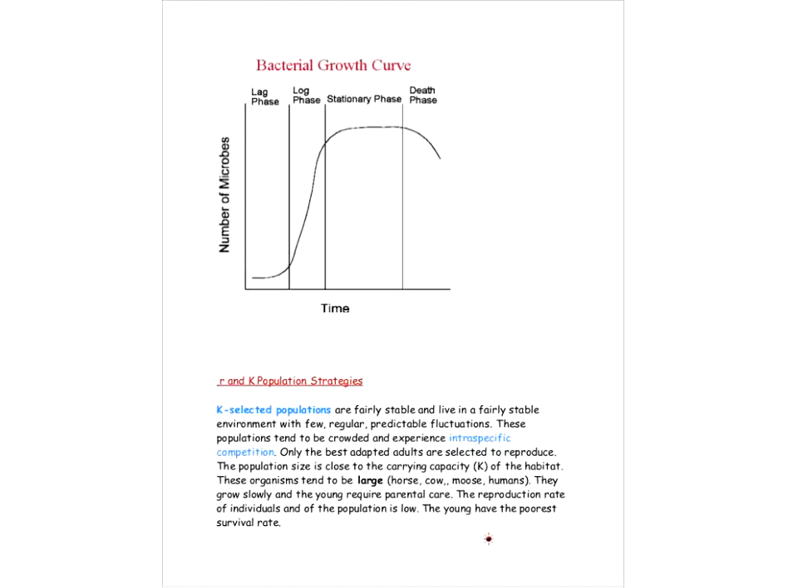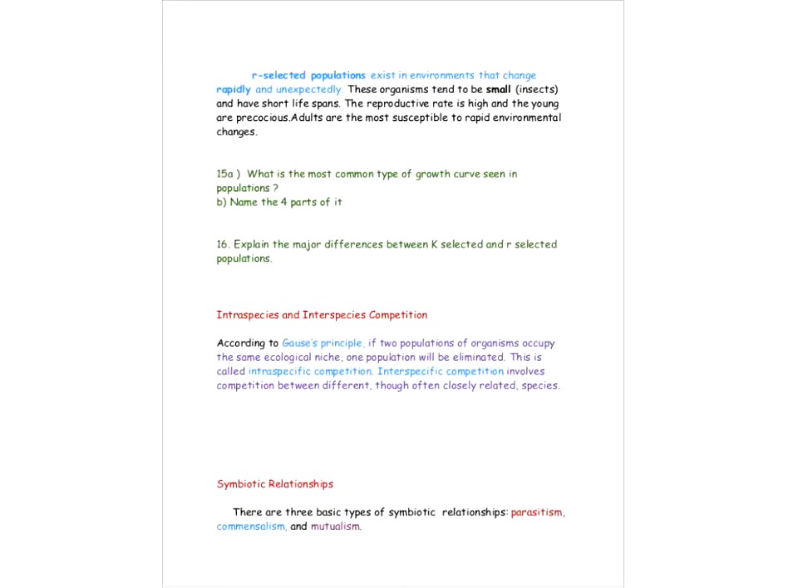Okay, so we'll contrast that now with an R-selected population. If you want to remember R, think rapid growth. R starts with an R. These are small creatures, could be something like an insect or bacteria. They have short lifespans. Reproductive rate is high. The young are precocious. I'm not even sure what they mean by that exactly in this context. Anyways, I guess what they mean is they reproduce at a young age. Anyways, the adults are the most susceptible to rapid environmental changes.